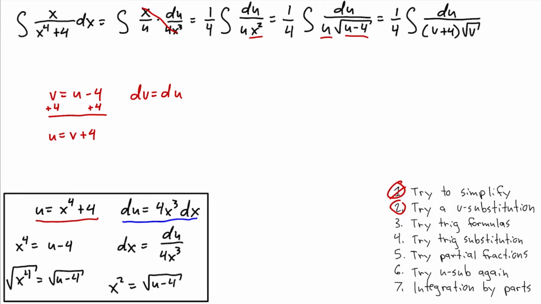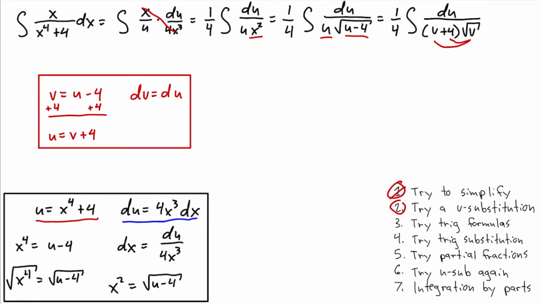Okay. Now, did this help us any more? In fact, it did. Because now we can easily distribute the square root of v into both terms, and we should be good to go. From there, it's going to be significantly easier to integrate. Let's move this out of the way.